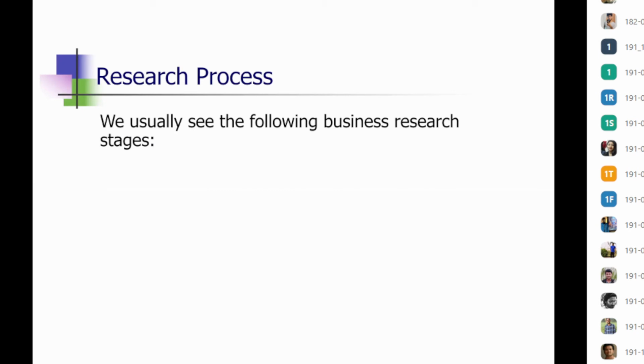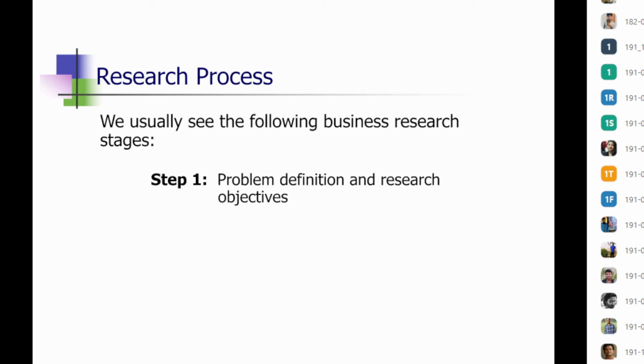So we usually see the following business research steps. Since we are talking about business research, to conduct business research, usually we follow the following stages. These are the common stages. These are very common, but you may see some difference in different books, but these are very common stages, common process, common approach.